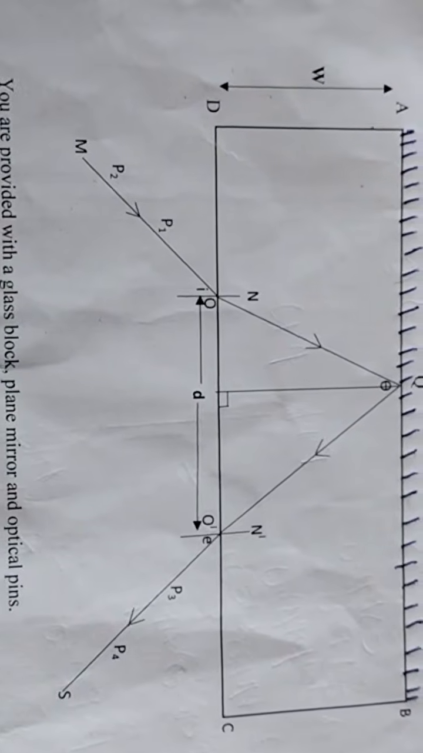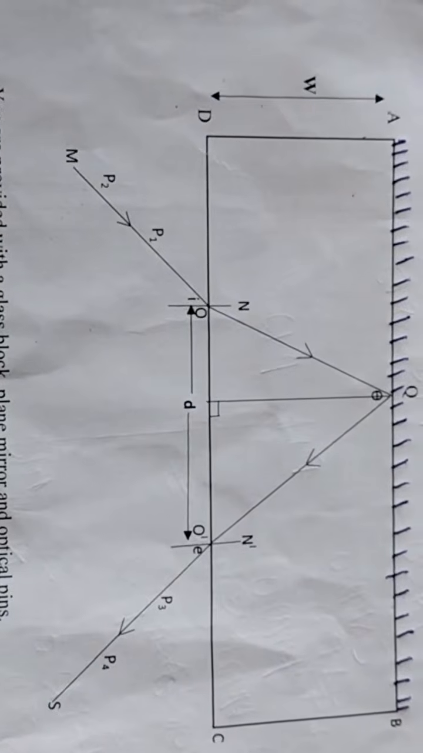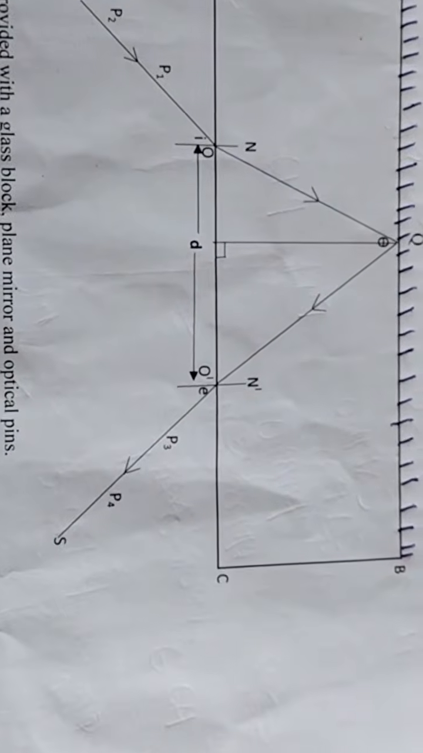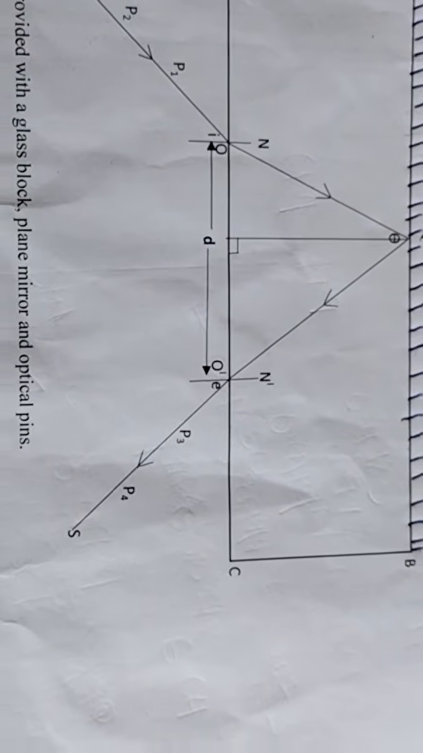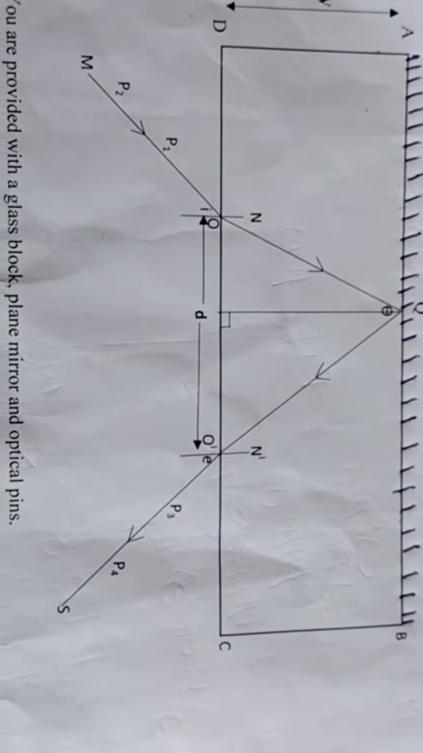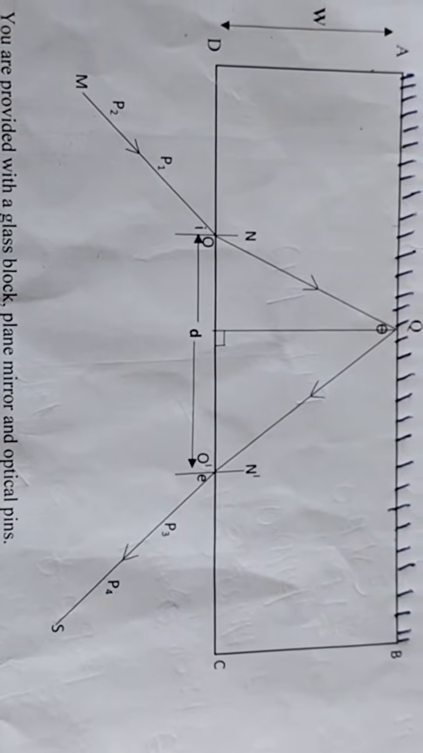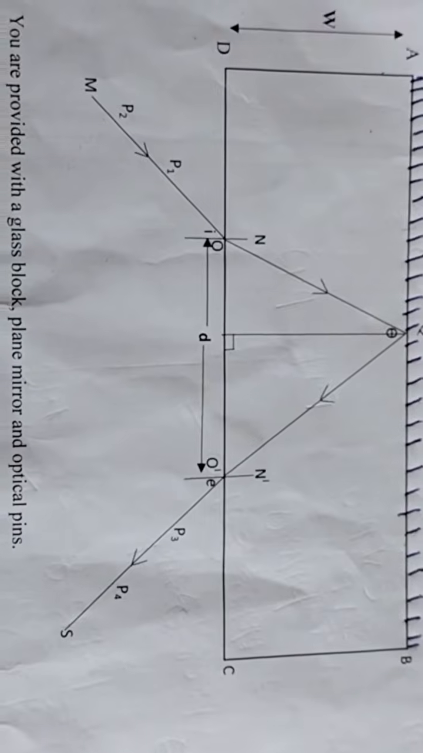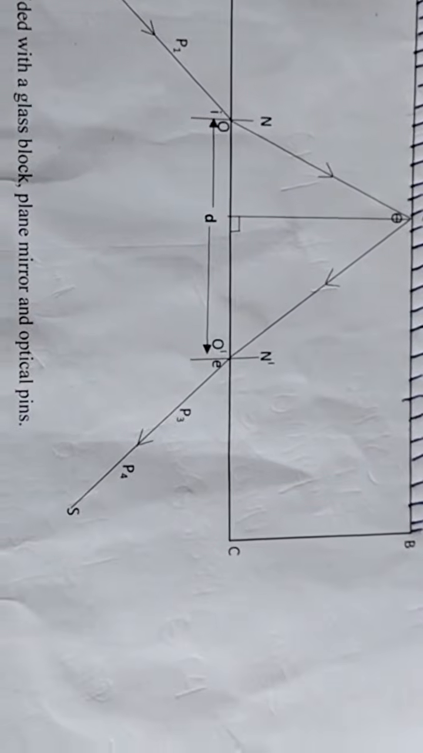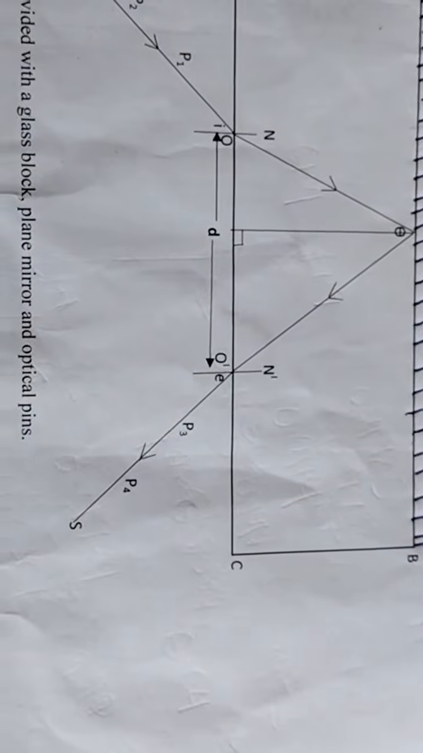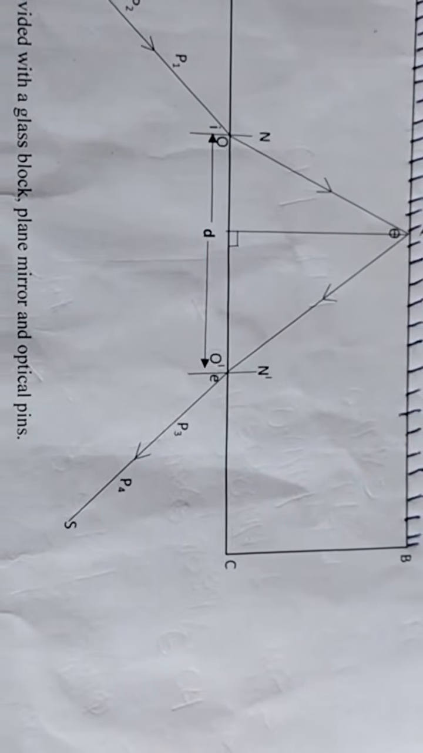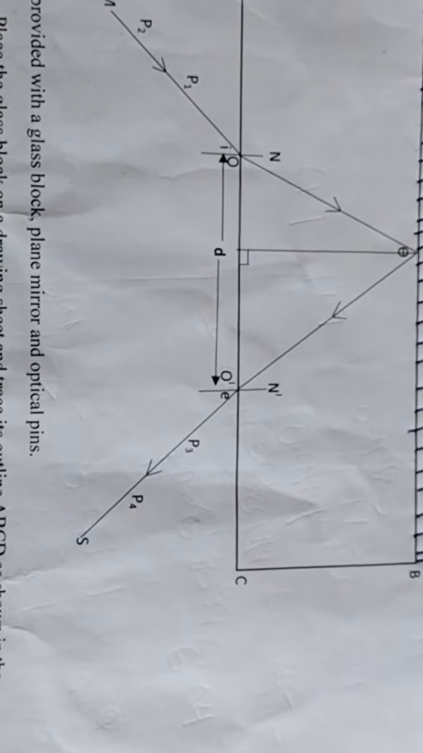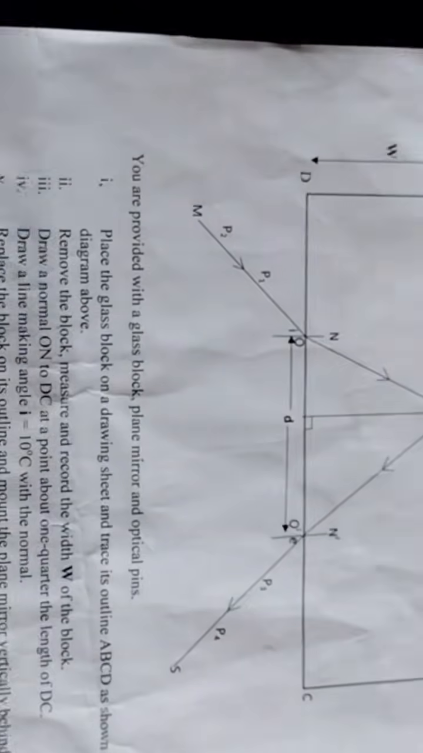You see the incident pins P1 and P2. You see the pins following the emergent ray, P3 and P4. You see angle I between the incident ray and the normal NO, that is the angle of incidence. You also see E, the angle of emergence, between the normal O prime N prime and the line of emergence O prime M prime. So let's read the instructions before we start talking about the manipulation.